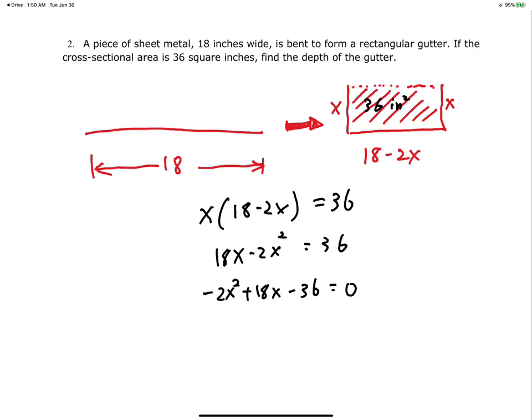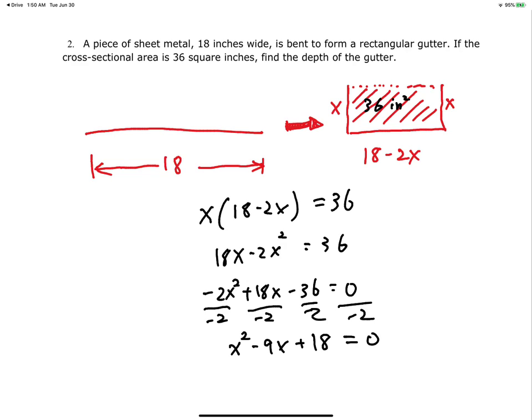I also noticed that all my coefficients are even. So I'm going to divide by 2 to make my life a little easier. Smaller numbers are easier to work with. Instead of dividing by 2, I'm actually going to divide everything by negative 2. If I do that, I get x squared minus 9x plus 18 equals 0.